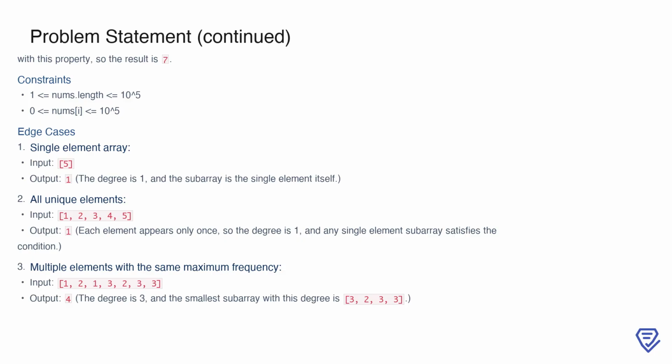Finally, we should consider edge cases. For an array with a single element, such as 5, the degree is 1, and the subarray is simply the single element, with a length of 1. For an array with all unique elements, such as 1, 2, 3, 4, 5, the degree is also 1, and any single element subarray would satisfy the condition. In cases where multiple elements share the maximum frequency, we need to carefully identify the shortest subarray corresponding to the degree. For example, in 1, 2, 1, 3, 2, 3, 3, the degree is 3, and the smallest subarray with this degree is 3, 2, 3, 3, which has a length of 4.